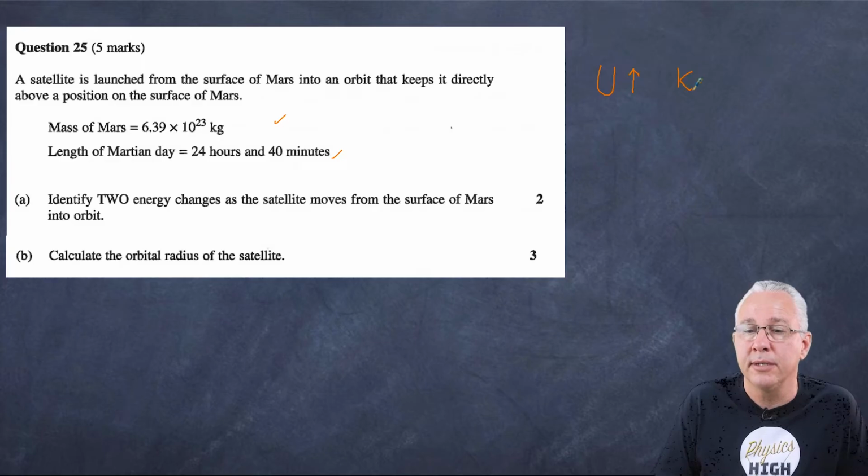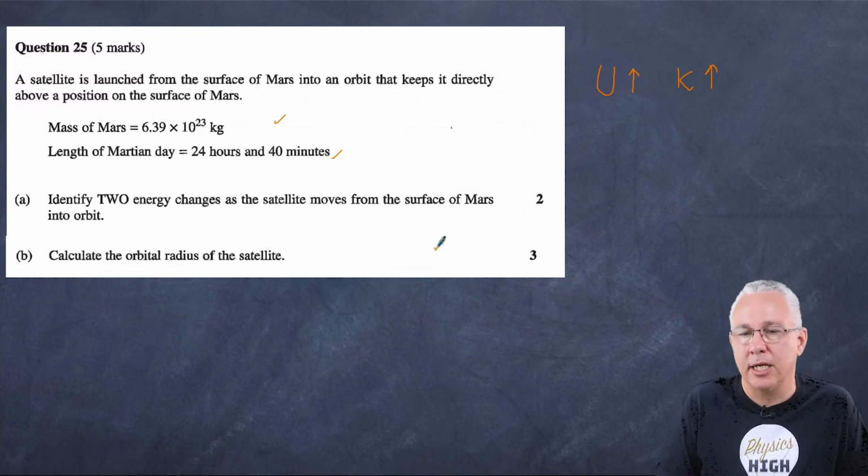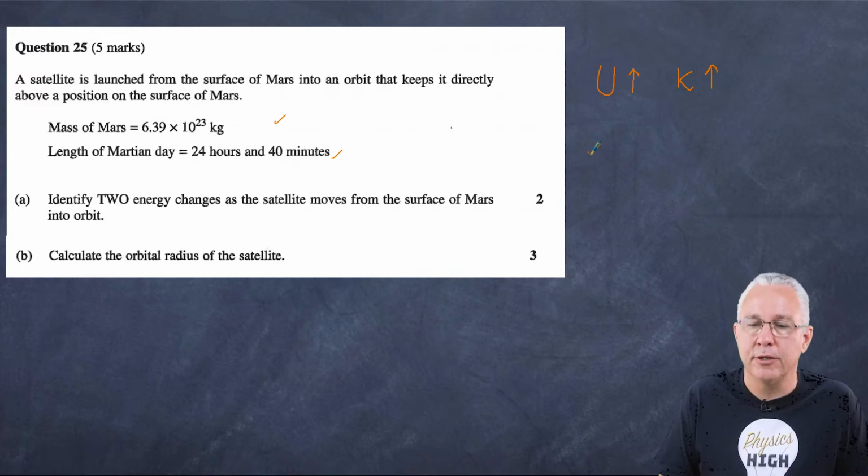So simply put, the kinetic energy increases. The second question says calculate the orbital radius of the satellite. Well, in that case, you need to invoke Kepler's third law.